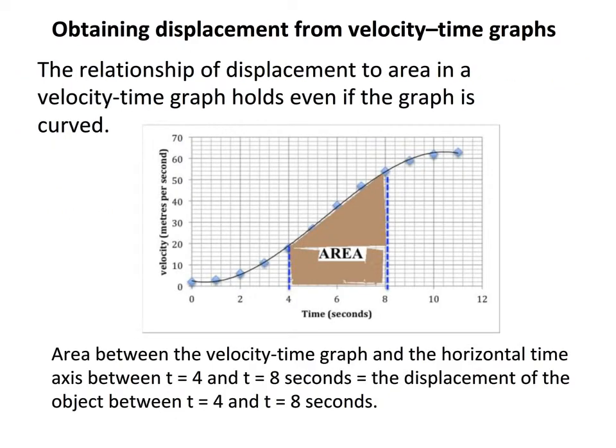So now we can look at more complex arrangements. The relationship of displacement to area in a velocity time graph holds even if the graph is curved, as in the illustration. The area between the velocity time graph and the horizontal time axis between 4 and 8 seconds is equal to the displacement of the object between 4 and 8 seconds.